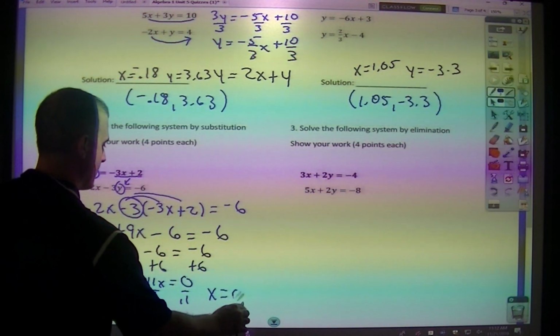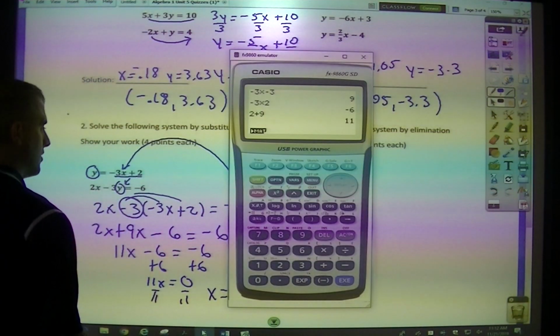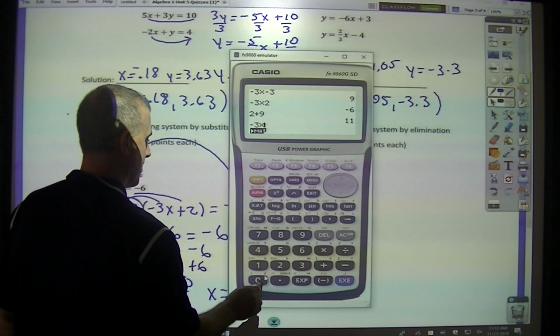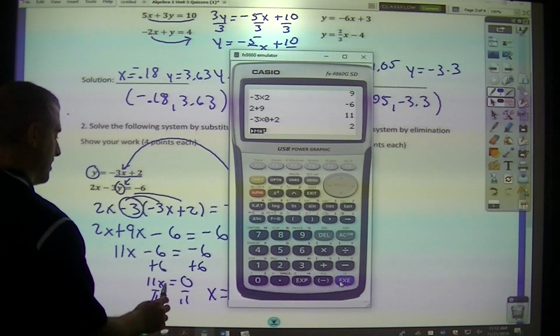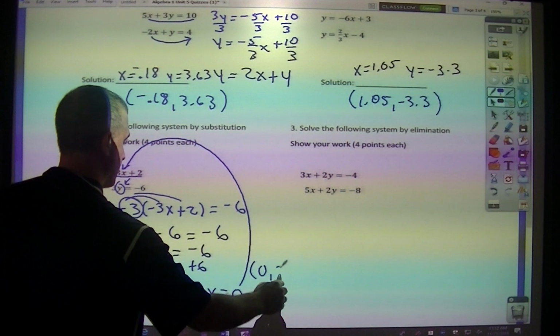X will be 0. I'm going to take that 0 and put it all the way back into here. So what that's going to be is 3 times 0 plus 2. So x is 0, and y is 2. So I can write it like that, or I can write 0, 2.